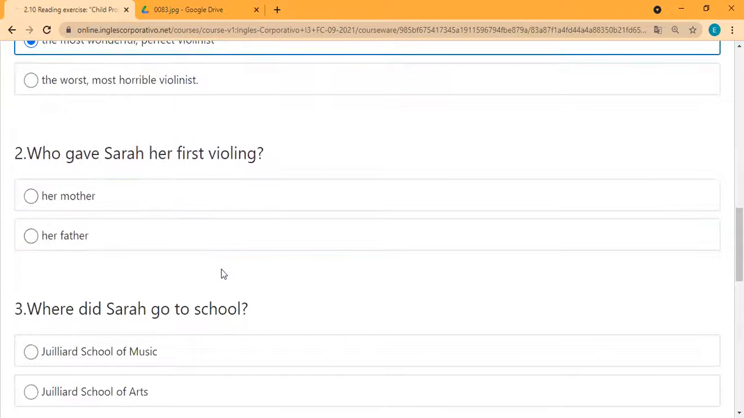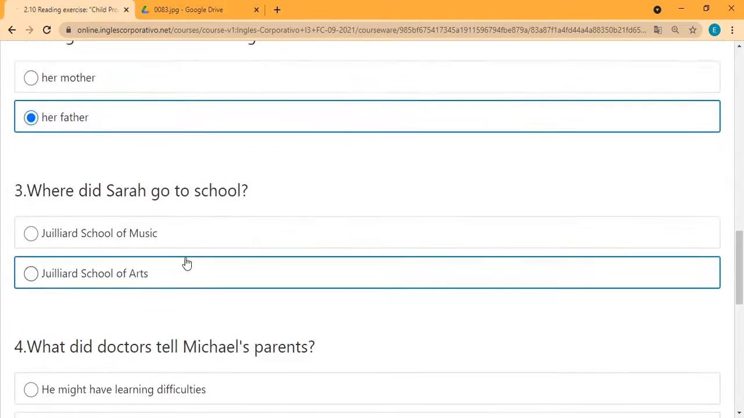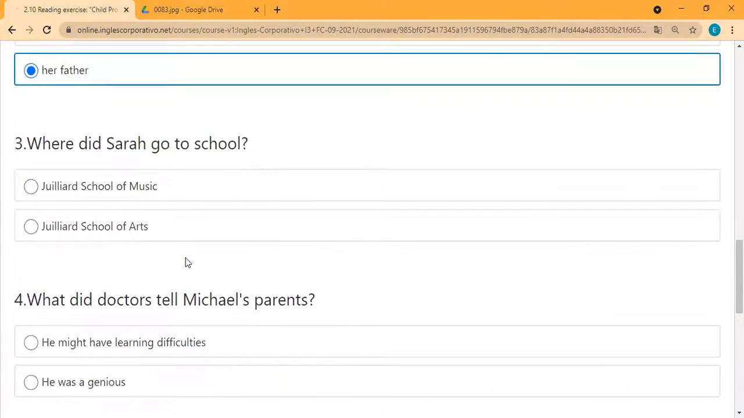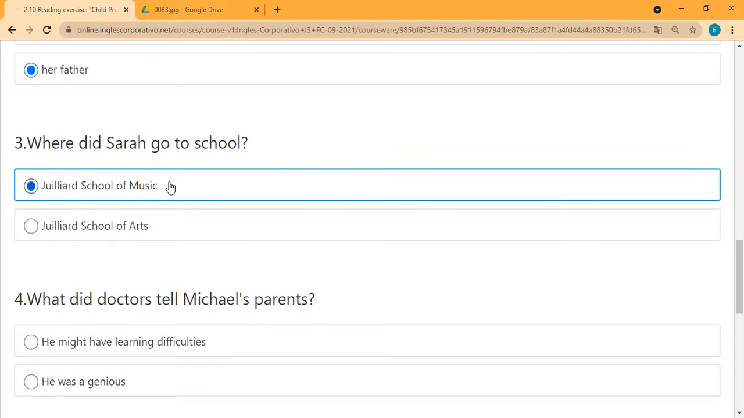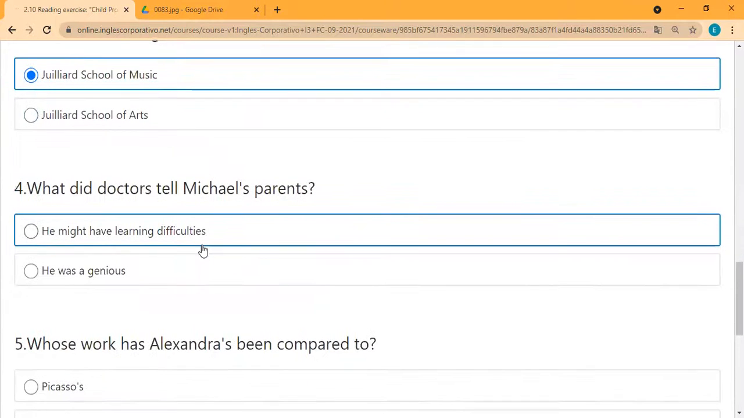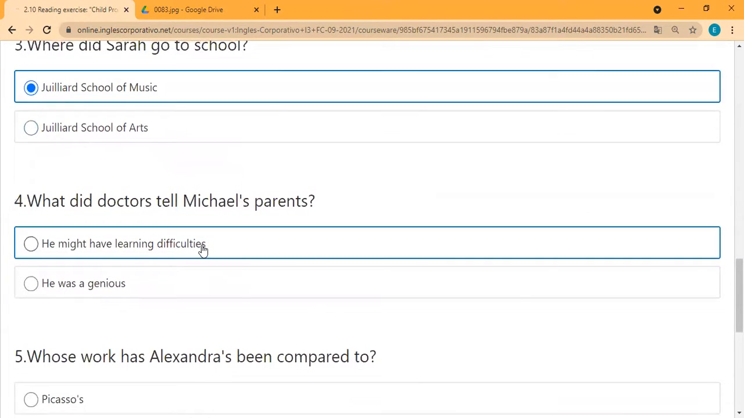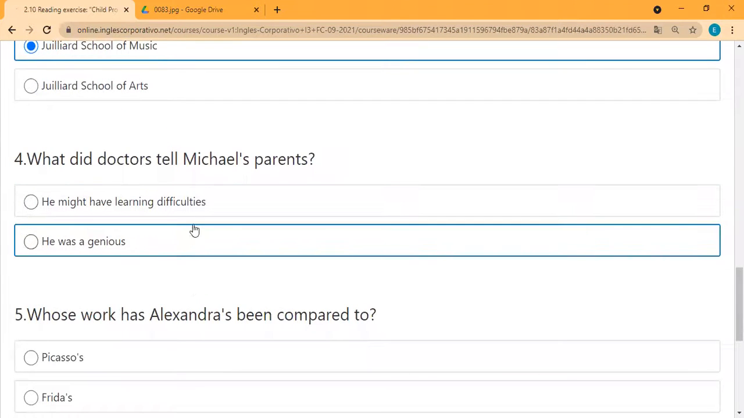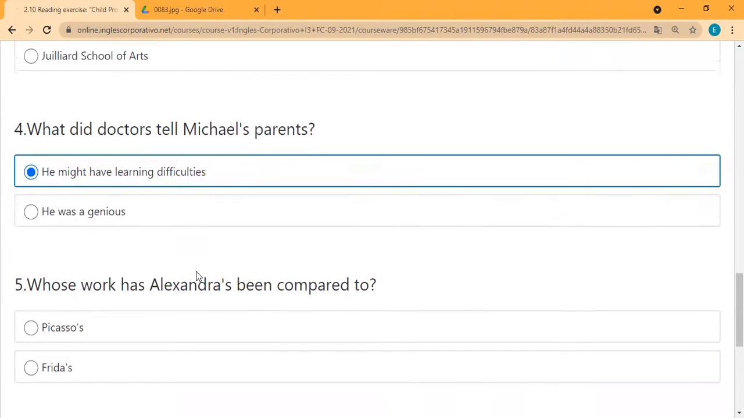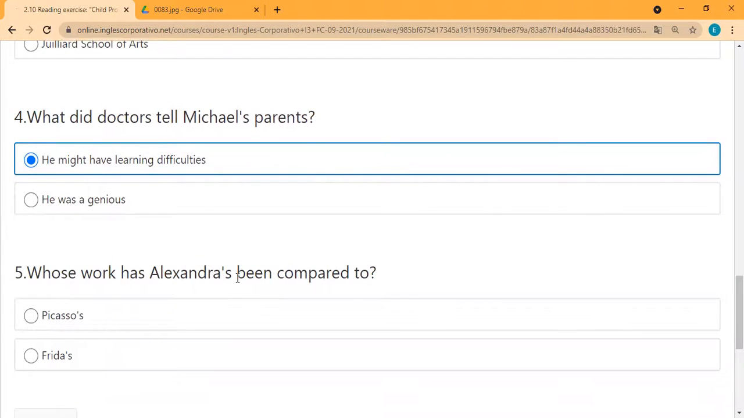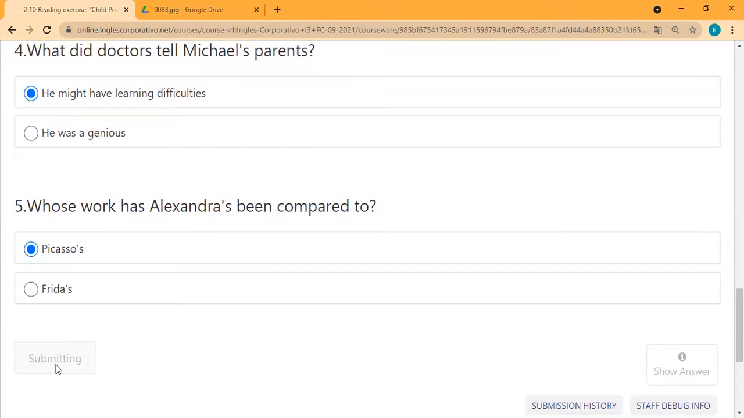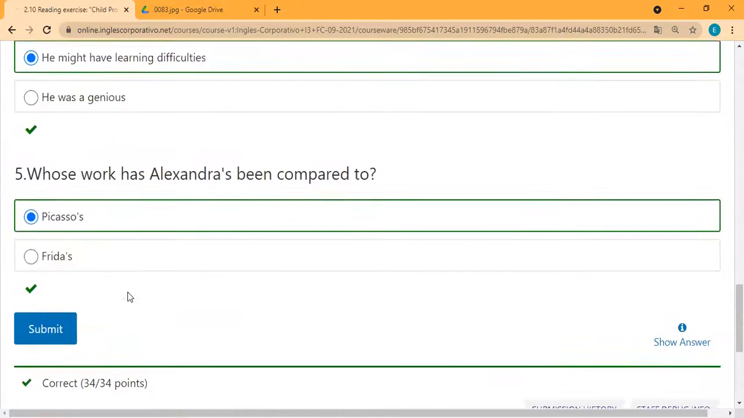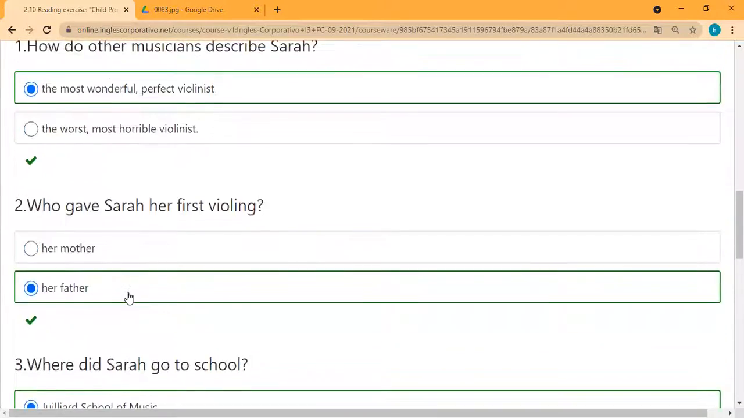Who gave Sarah her first violin? Her father. Where did Sarah go to school? School of music. Of music? Yes. Okay. What did doctors tell Michael's parents? He might have learning difficulties. And whose work has Alexandra's been compared to? Casals. Very good job. All of those are correct.